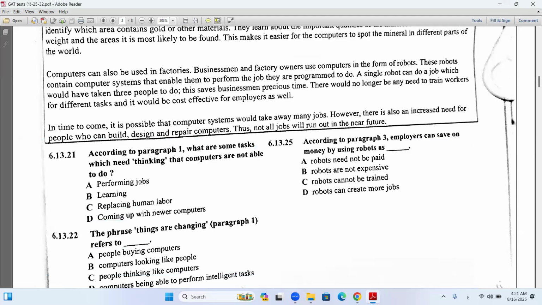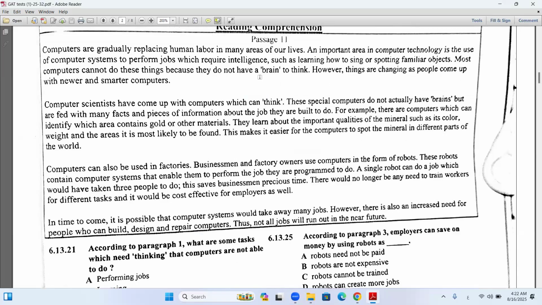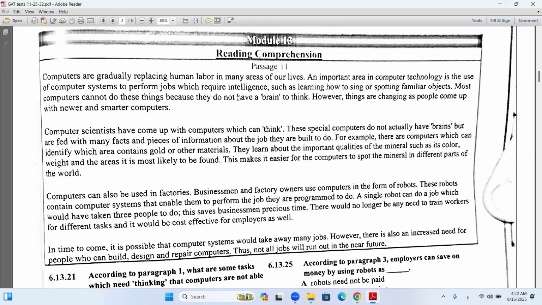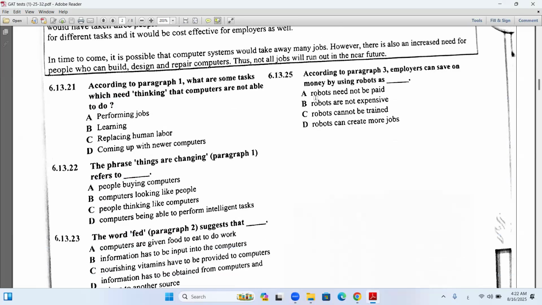So it's not performing jobs. It's B here. It's about learning, yeah. I'm sorry, no mercy. It's B, learning, because they don't have a brain. And here, look here, because they don't have a brain to think. So I'm not talking about performing jobs; to be more accurate, learning. Okay, 22.